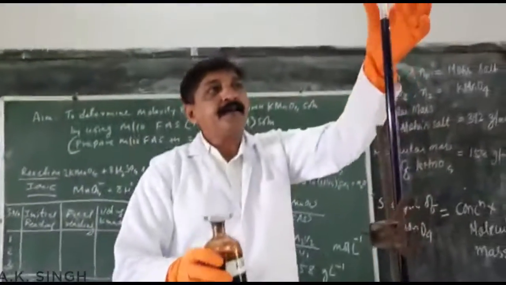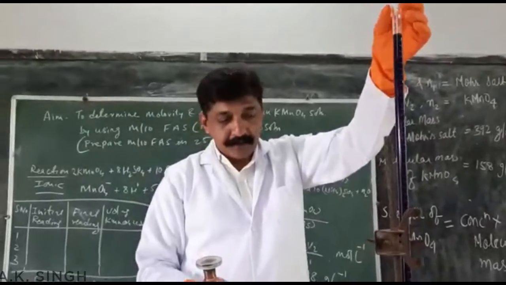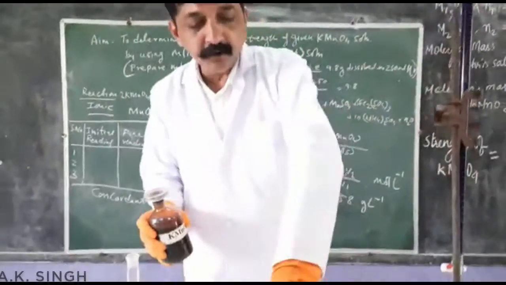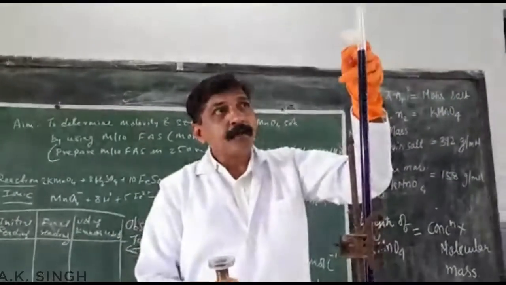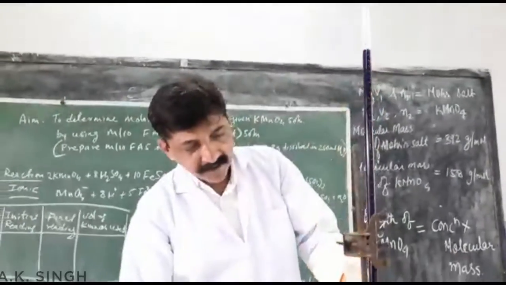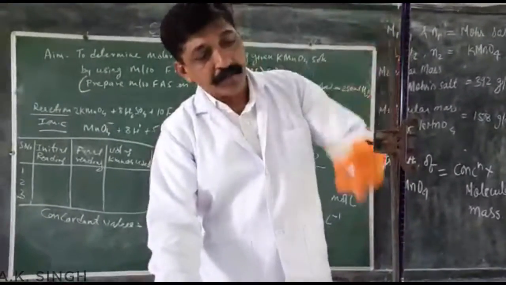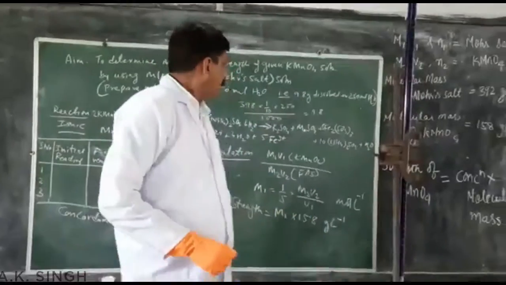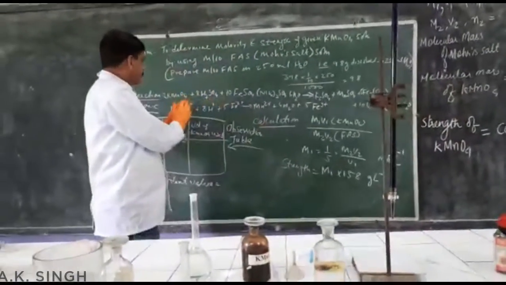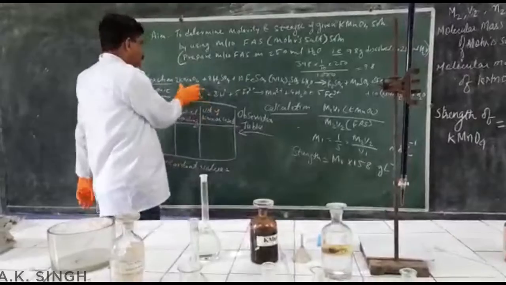KMnO4 we have to take in this burette by using the funnel, and fill it up to the mark 0, and this is the 50 reading. So 0 to 50 ml of this burette. This is the general equation, the ionic equation which takes place.